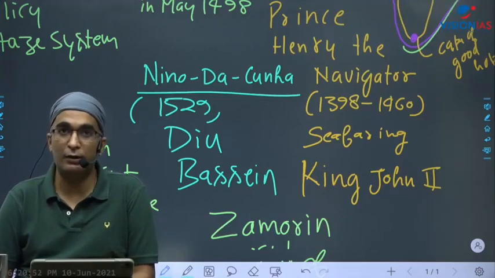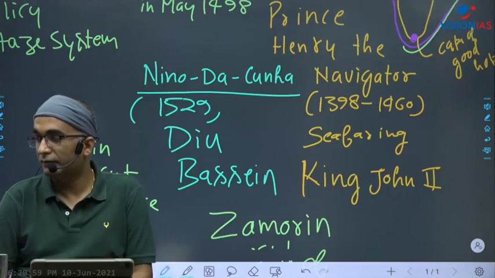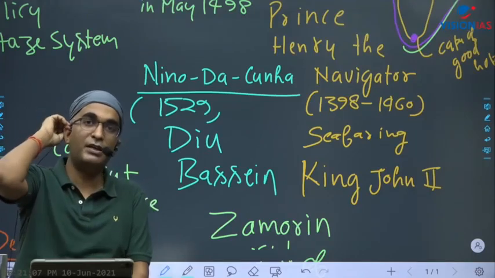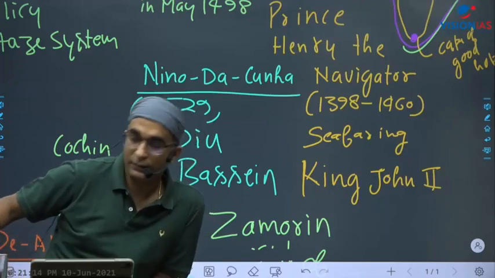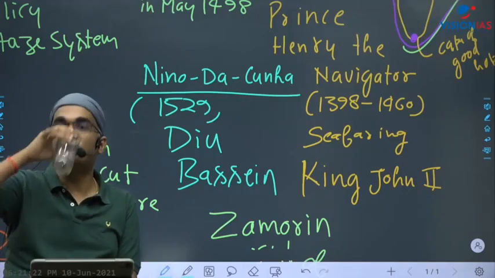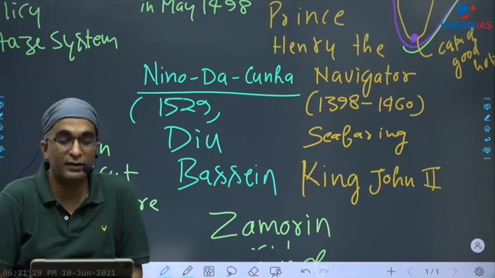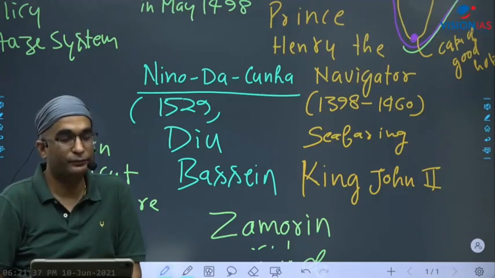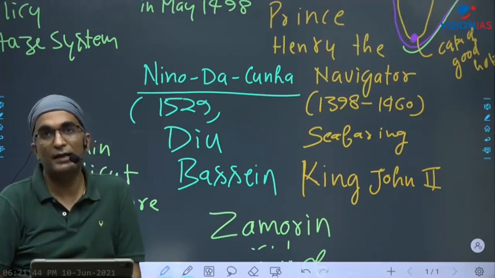So please write a few last words about the Portuguese. One of the major impacts on Indian society due to the arrival of the Portuguese was the promotion of cash crops in India, like cotton, spices, silk, and tobacco.